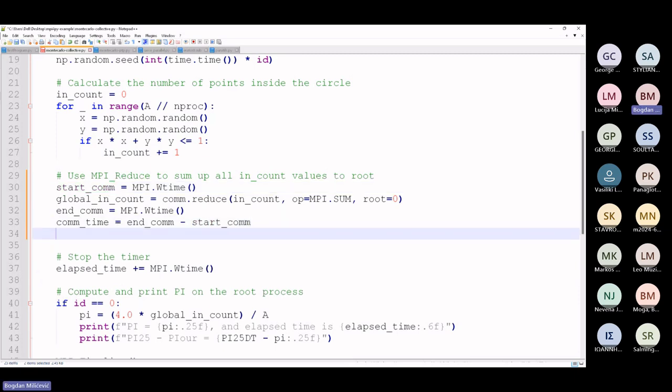And only the zeroth process should print it. So I will call pprint. Pprint already prints just for the zeroth process. At time of reduce is, and then we will see how much it is.